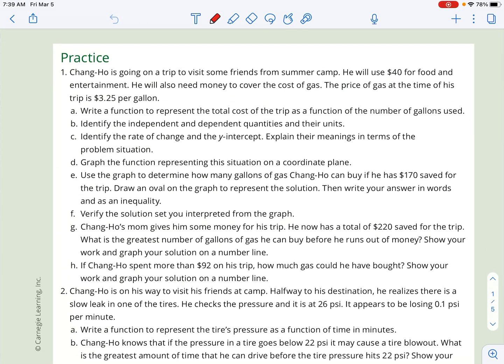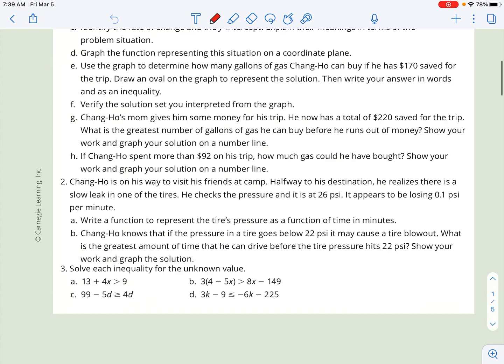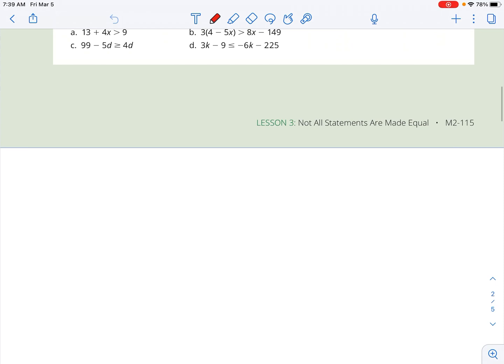Okay, we are doing practice number 1. Chang here is going on a trip to visit some friends from summer camp. He used $40 for food and entertainment. He will also need money to cover the cost of gas, and the price of gas at the time of his trip is $3.25 a gallon. So part A, write a function to represent the cost of the trip.